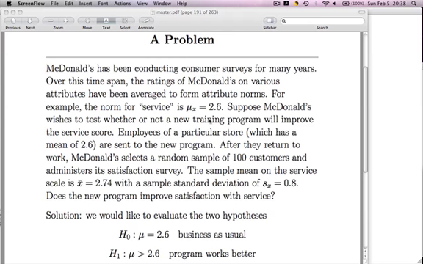This lecture covers the first part of Chapter 10, which is on hypothesis testing. Hypothesis testing is the second part of statistical inference. Remember that statistical inference concerns the process of inferring results from some sample out to the entire population.